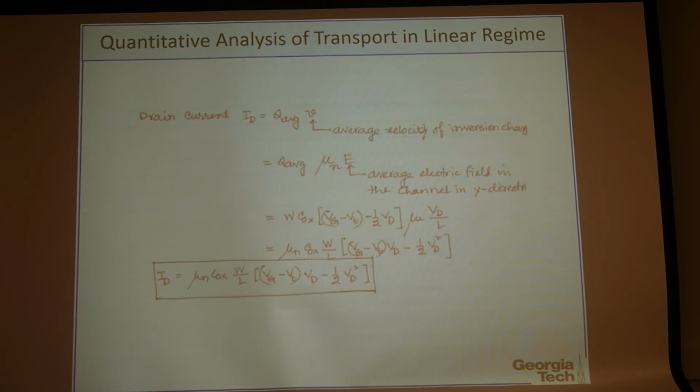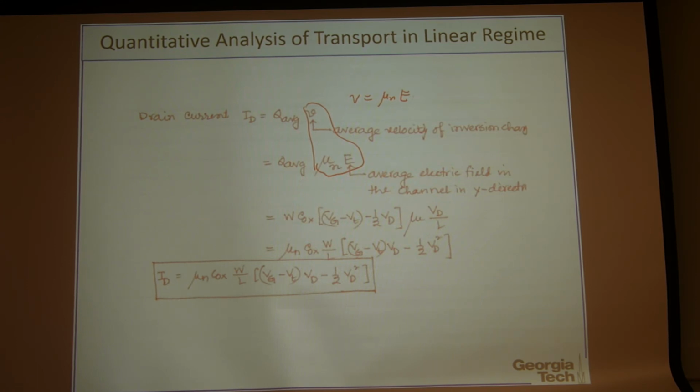So how many charges in the channel? We already got the average charge density, Q average. Then how fast? Then is the velocity of the electron. And the velocity, this is due to the drain voltage, that is the drift current. So you know the drift current, you have that mobility multiplied by the electric field. Because the velocity equals mobility times the electric field.